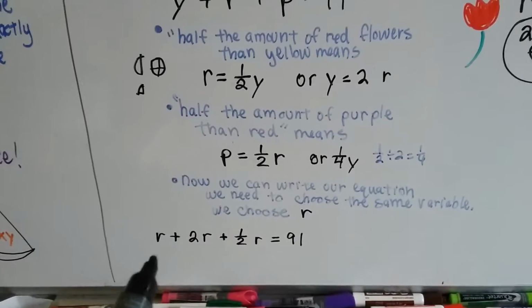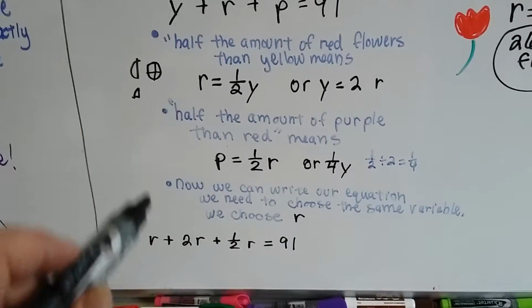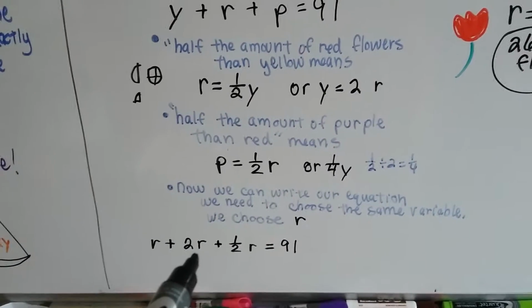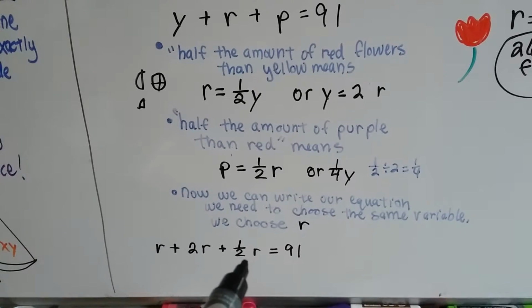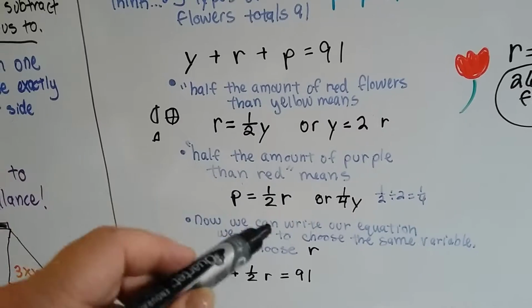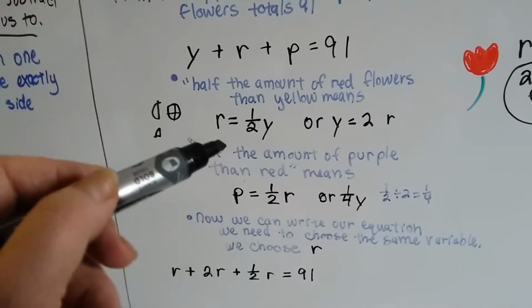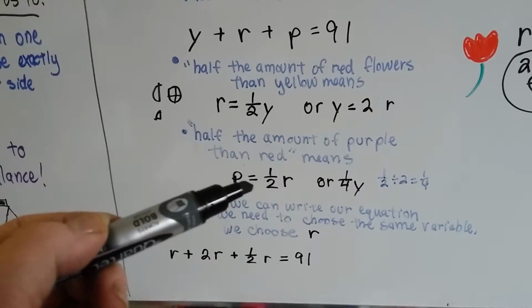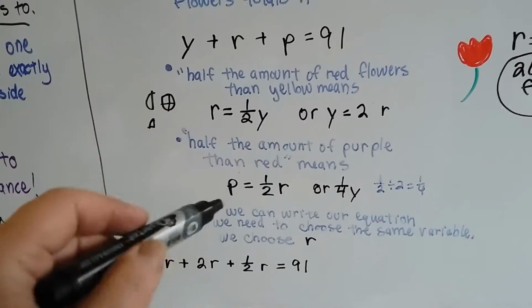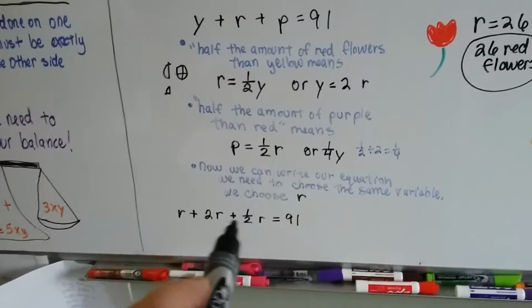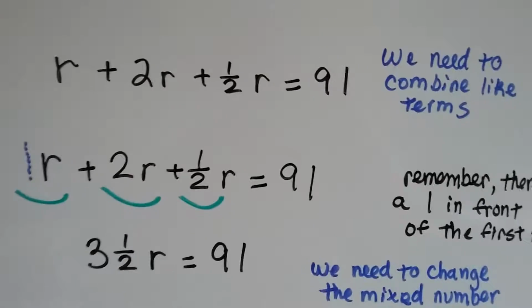So here's what I came up with. I decided to use the R. So the red flowers plus 2 times the red flowers plus half the red flowers equals 91. Because everything was being compared to the red flowers, that the red were half the yellow and that the purple were half the red, I went with these 2 right here. So I've got R plus 2R plus half R equals 91. Now we need to combine the like terms.